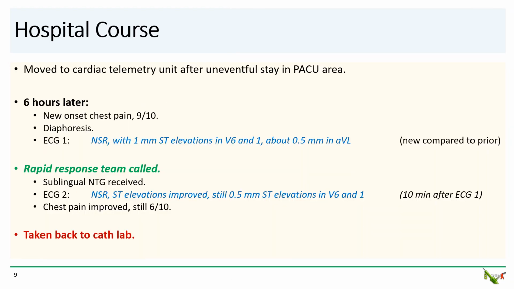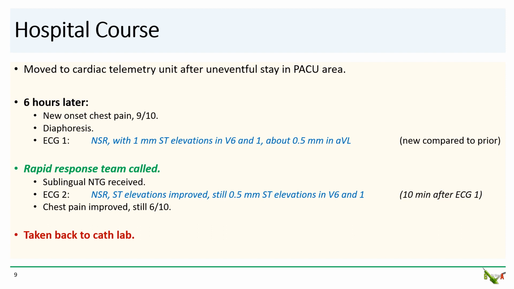The patient initially did quite well. He had an uneventful stay in the PACU and was moved to the cardiac telemetry unit. But unfortunately, about 6 hours later, the floor nurse got called because the patient was having chest pain. It turned out to be very severe, 9 out of 10, and he looked diaphoretic and quite uncomfortable. ECG showed 1 millimeter ST elevations in V6 and 1 and about half a millimeter in aVL, and these were not present on the ECG immediately post-PCI.